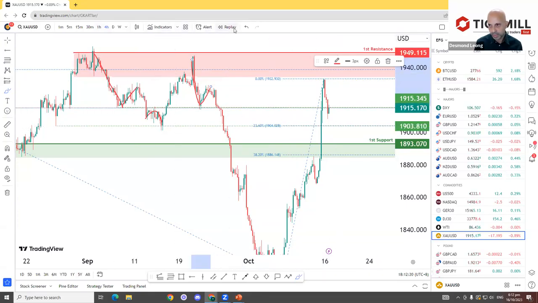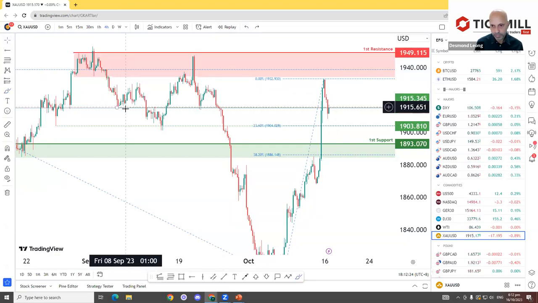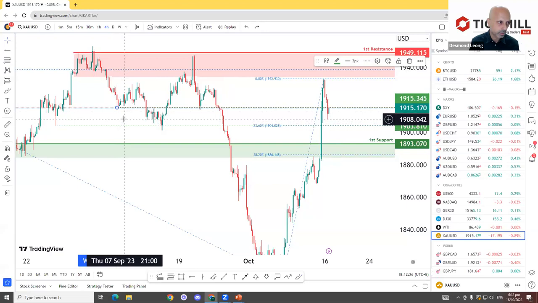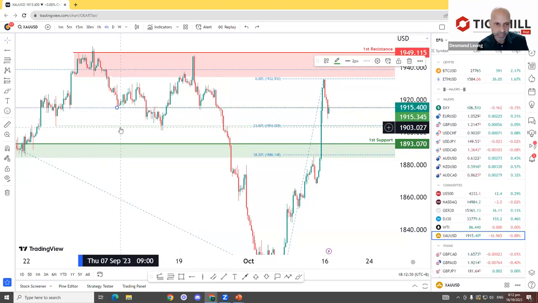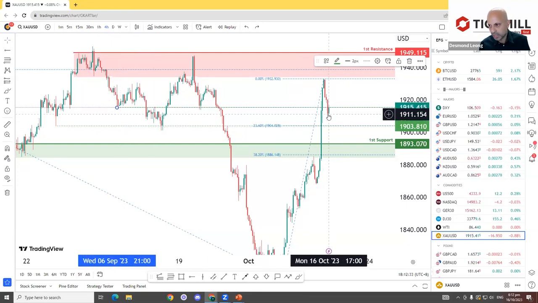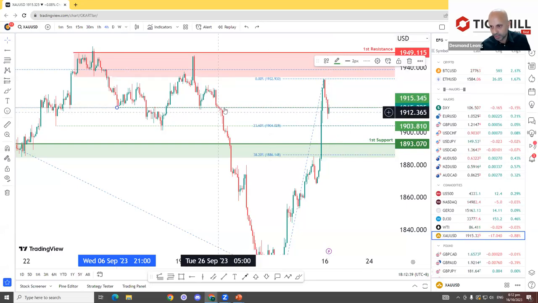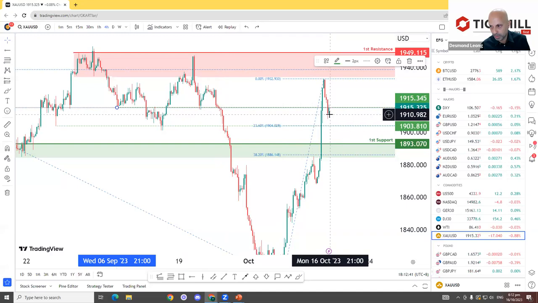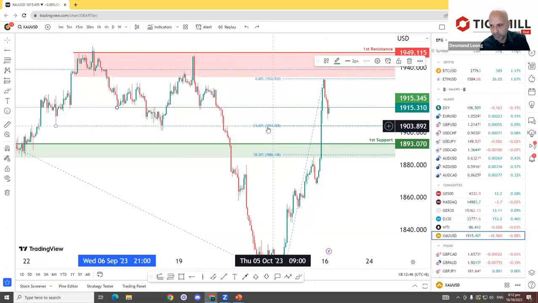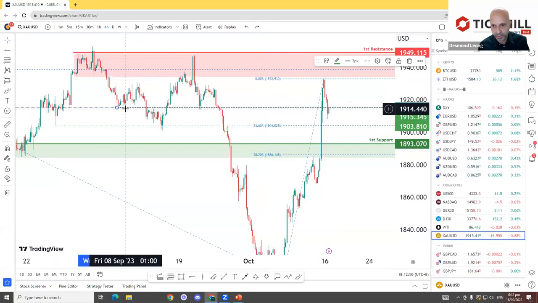All right, so let's just tidy this up. I can see the reason or justification for using 1915 as well. But because of this price action here, where we've seen price break through quite easily for the second time, the first time it happened was here, 26th of September, and we do see it again, for me at least, I would use 1903 together with the 23.6% Fibonacci retracement.